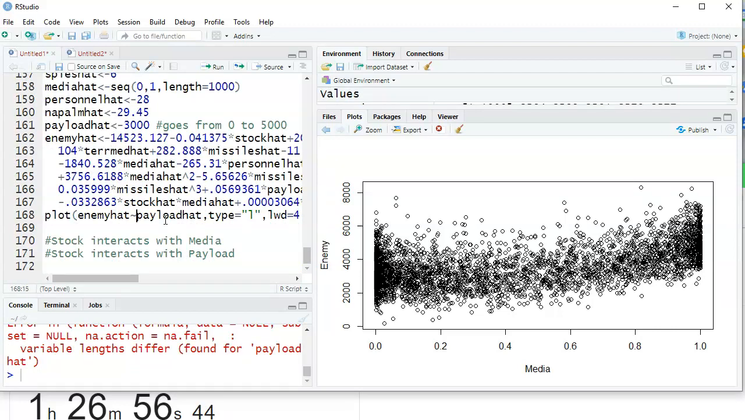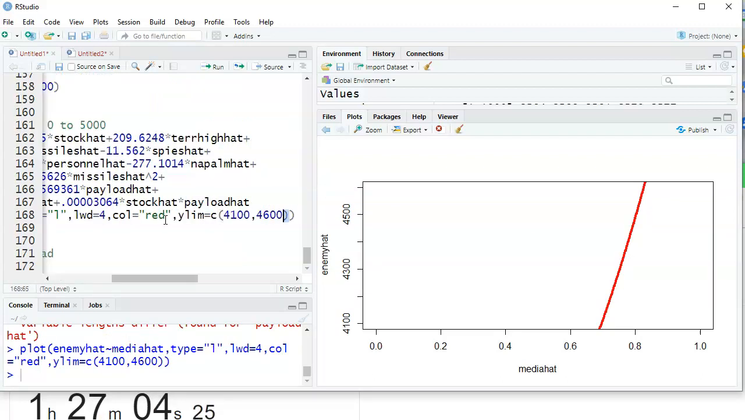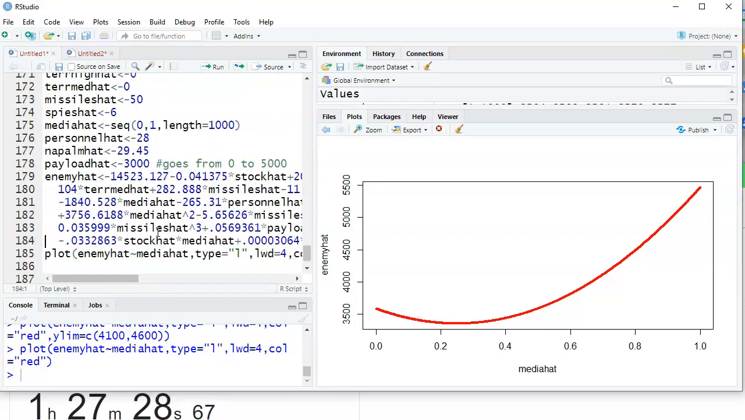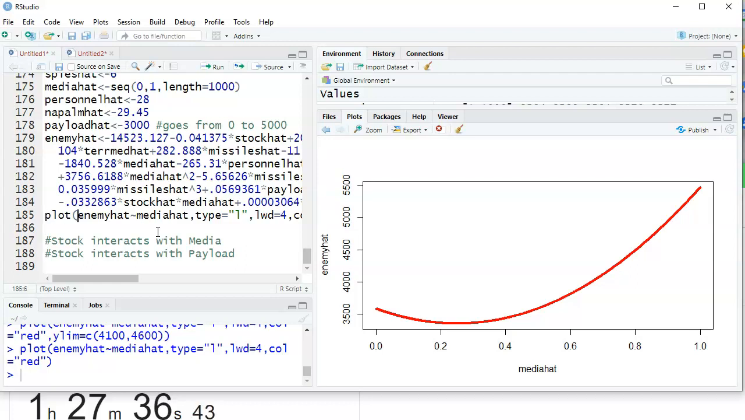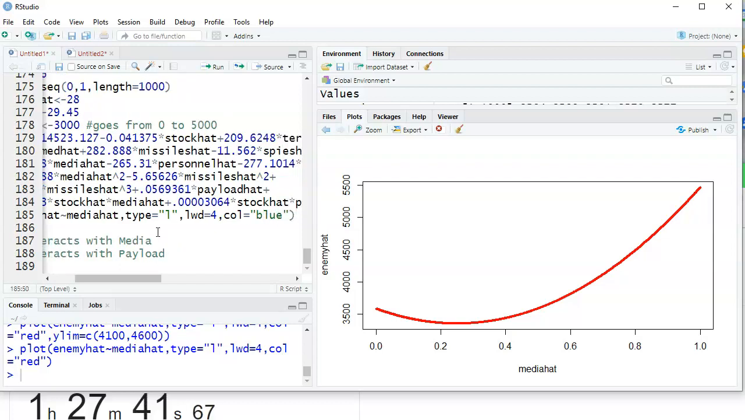Oh, I got an error because I'm not doing payload anymore. I'm doing media. Wow, what is messed up here? It's this Y limits thing. Let's take that off because I don't really know what I want my Y limits to be. It is squared. That's great. It interacts with stock, so I need to copy and paste. This time we're going to change stock to something in the middle. 1200 sounds good. And still media hat, but let's change the color now to be blue, because that's kind of matching our pattern.